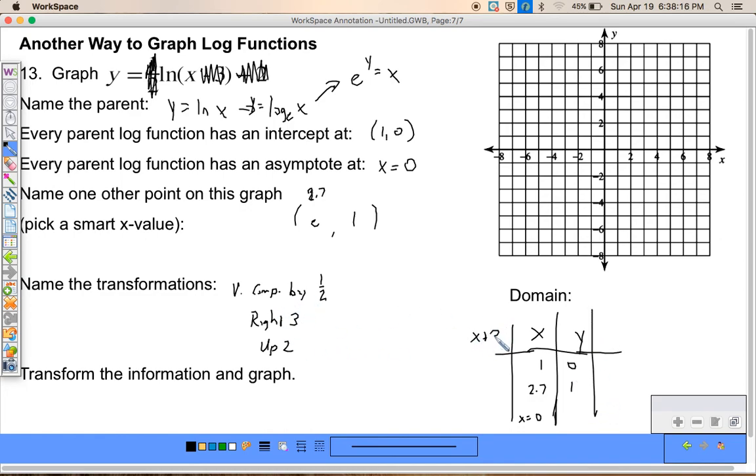And now we're just going to transform these using this. Right 3 means we're just going to add 3, vertical compression by a half, and then up 2, there's our y's. So add 3 to all of our x's: 4, 5.7, and what will now be x equals 3 is our vertical asymptote. And then the 1/2 y plus 2: 1/2 times 0 plus 2 is 2, 1/2 times 1 is 1/2 plus 2, so 2.5, and we're going to graph those. So the point (4, 2), the point (5.7, 2.5), and then we have x equals 3 as the vertical asymptote.